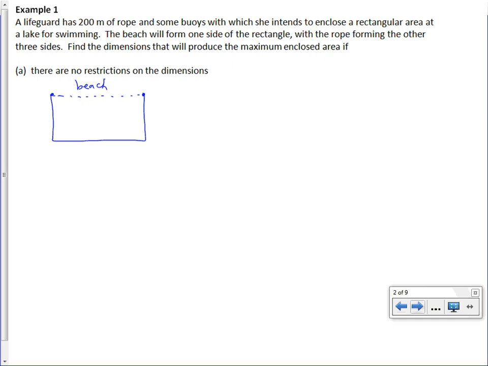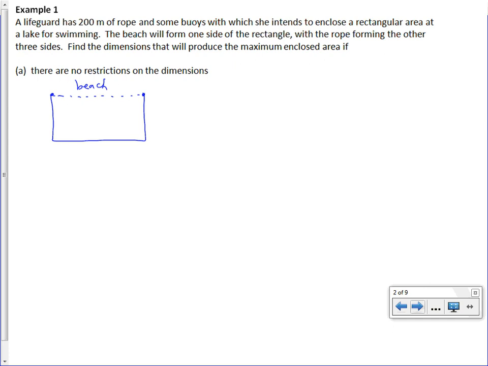This word buoy, just for those of us that may not know that word, it's something in the water that's anchored down so that you can have an anchor point in the water. Does everyone know what a buoy is? Yeah, you've seen them before in the water. It's one of those things that's bouncing up and down with the tide, but it's anchored to the ground so that it doesn't move. Okay. So there are no restrictions to the dimensions, so there it is.